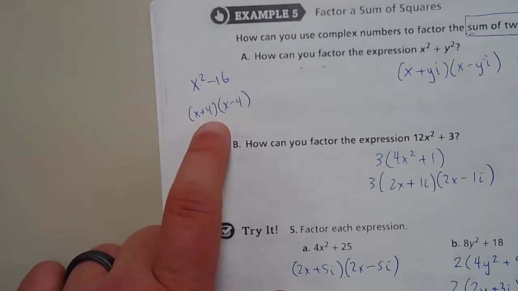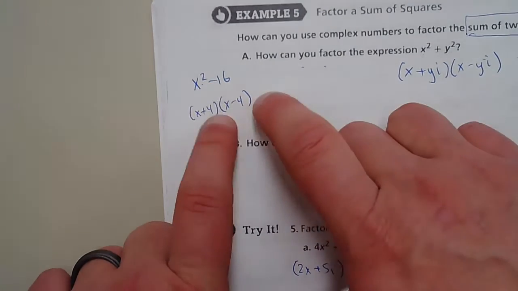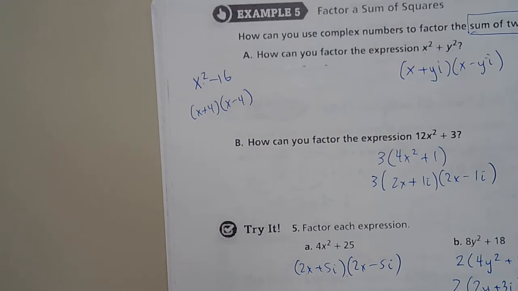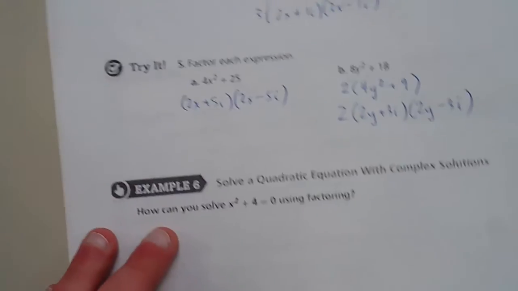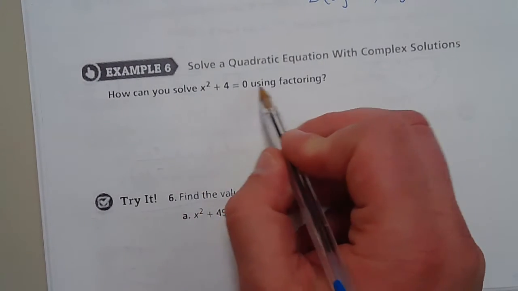It's just like difference of squares, with the exception of, because it's positive, the only way you can make that happen is by putting i's on both these numbers. All right, so now they throw in just the last part of this, which is using that to also solve the problem, which is actually pretty easy because once you get it in factored form, you just use your zero product property. So like in this case, it says solve this using factoring.